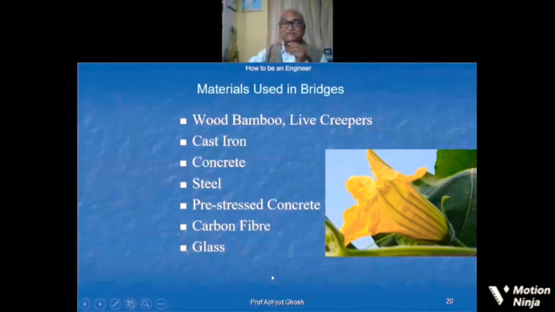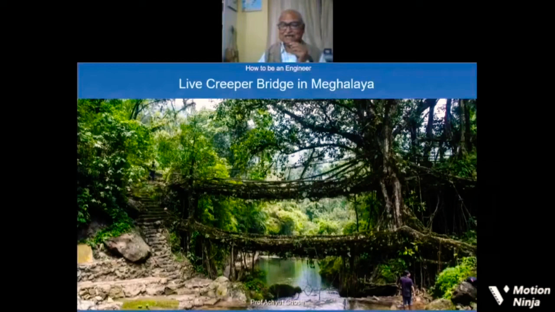This is a live bridge in Meghalaya, about 200 kilometers from Shillong. These creepers are all live. They are living. It is not only here; in many places in the world, living creepers are used as bridges.